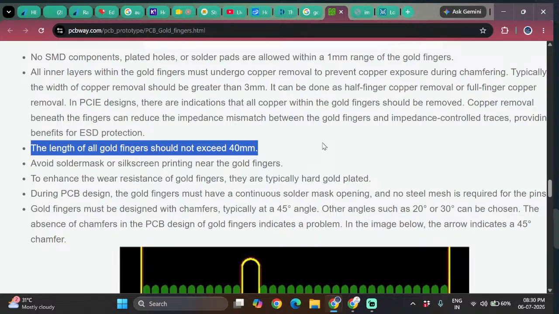So many things would be happening, and it will lead to catastrophic failure. That's why they prescribed this threshold value. You can put whatever value you want, but do not cross the 40 mm threshold. If you cross it, it causes a DRC error. And solder mask should not be printed near the gold fingers.